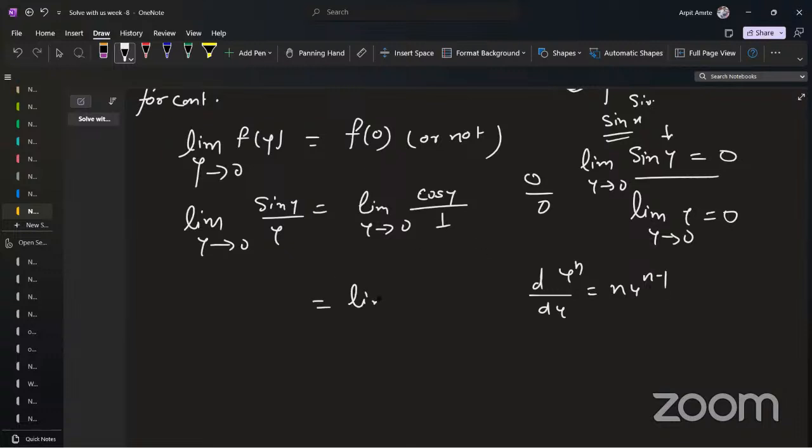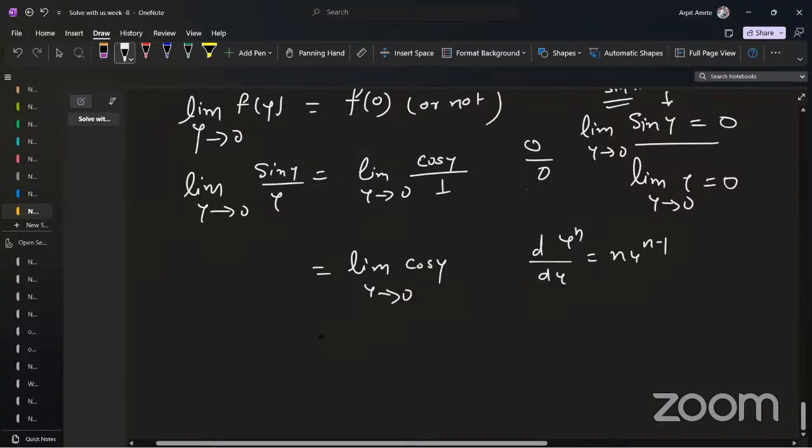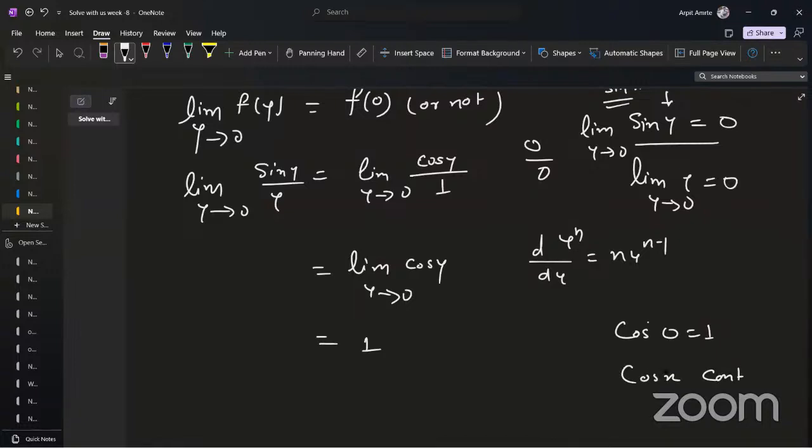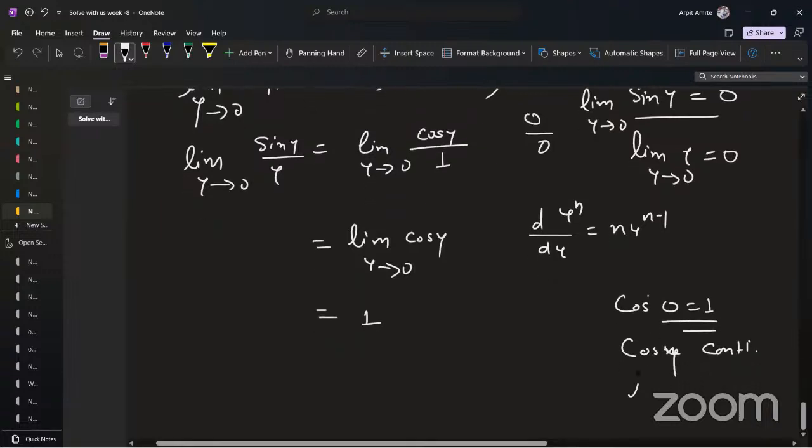Now this will become limit y tends to 0 of cos y. It will be 1 only. Cos 0 is 1. Cos y is a continuous function and cos 0 is 1. So the limit exists and equals 1.